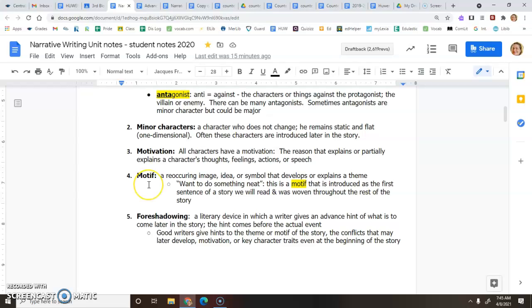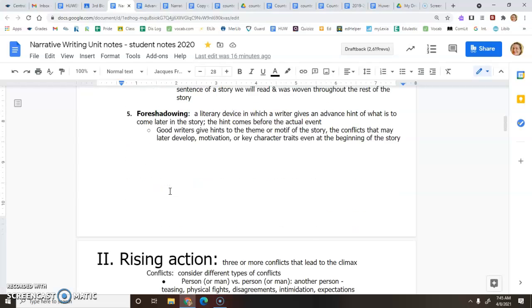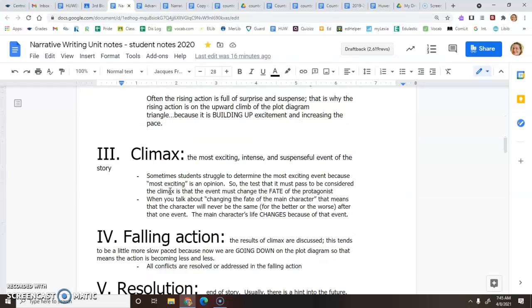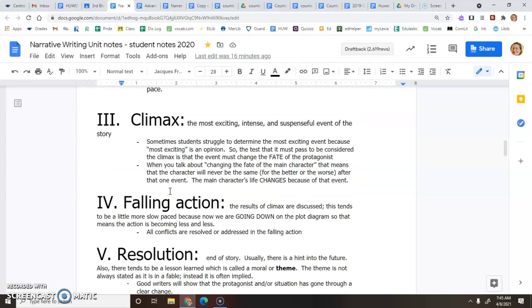A motif is something that keeps reoccurring in the story, and it might be an idea, a symbol, an image, and oftentimes it helps us to develop the theme. And we'll see that when we read the story. You're going to keep hearing that saying a couple times in the story, and that is a motif. And when you develop the theme, that is part of the theme. The rest of these words, I think you really probably do not need to review.